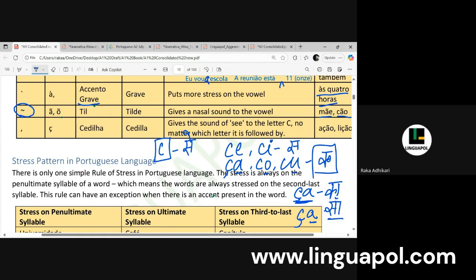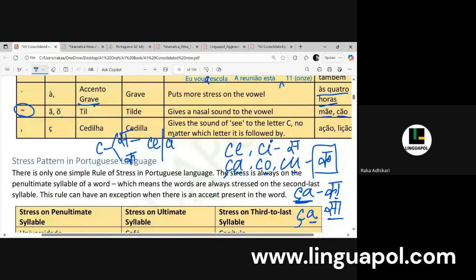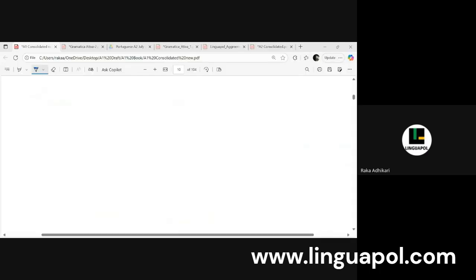Sure. So under the rules of the letter C, we learned there are two combinations. The same letter, the letter C, can be pronounced as sa. It can also be pronounced as ka. So, we will pronounce it as sa when it comes with CE or CI. And we'll pronounce the same letter as ka when it comes with CA, CO, or CU.